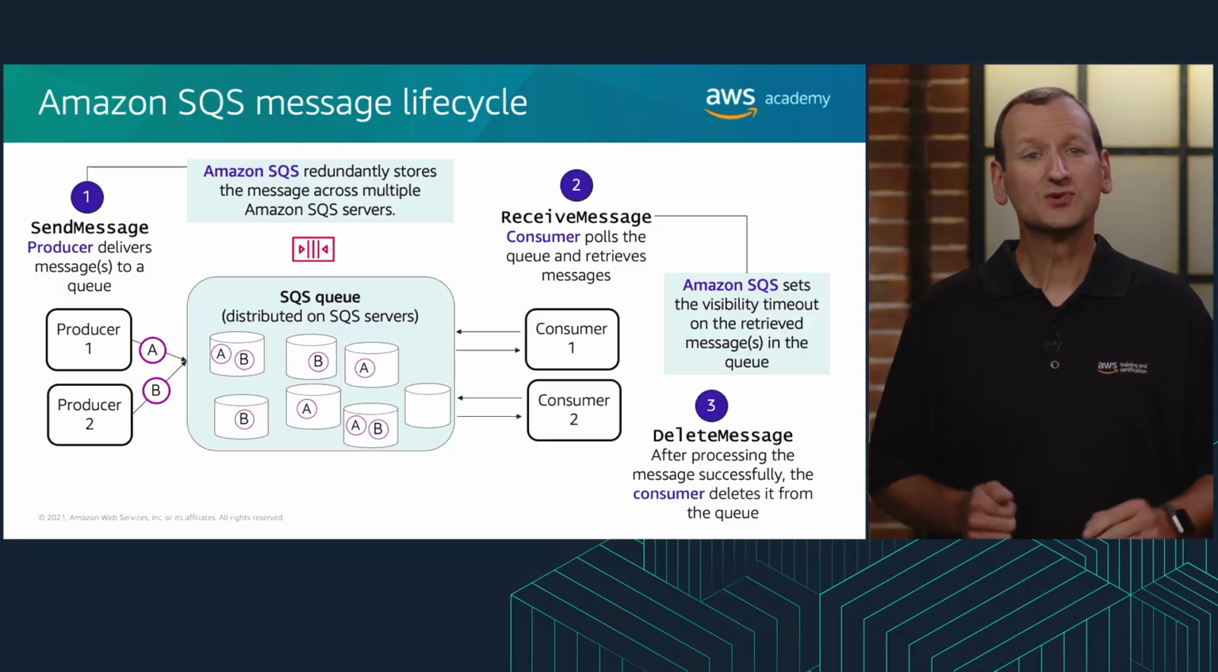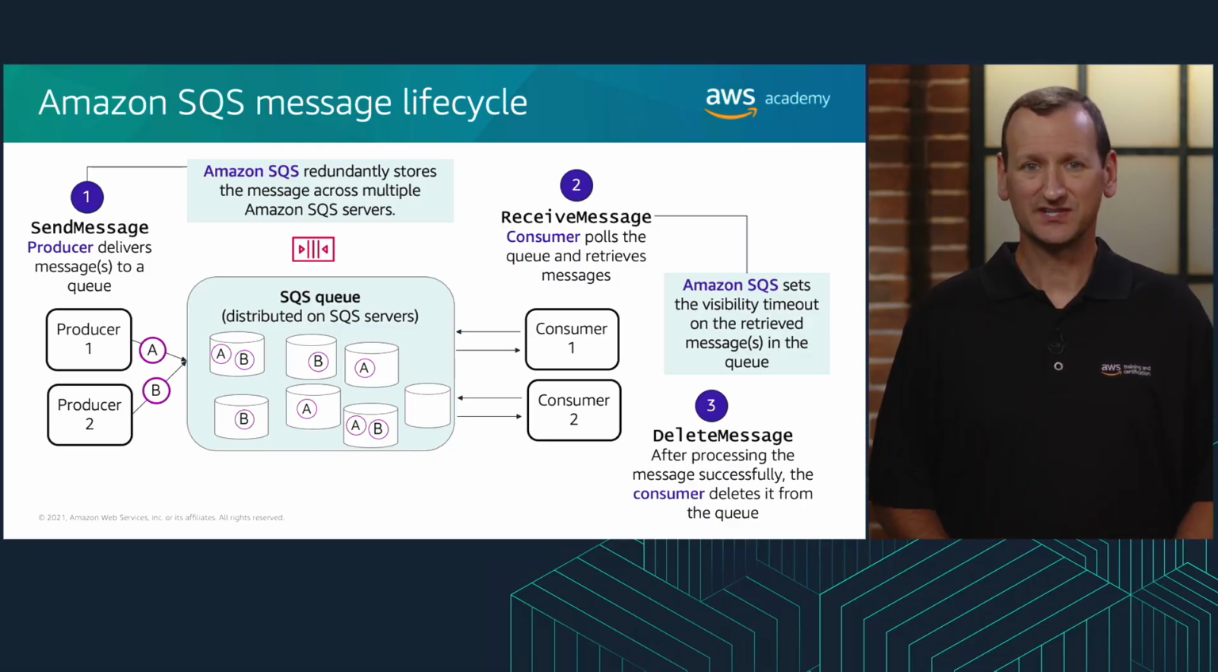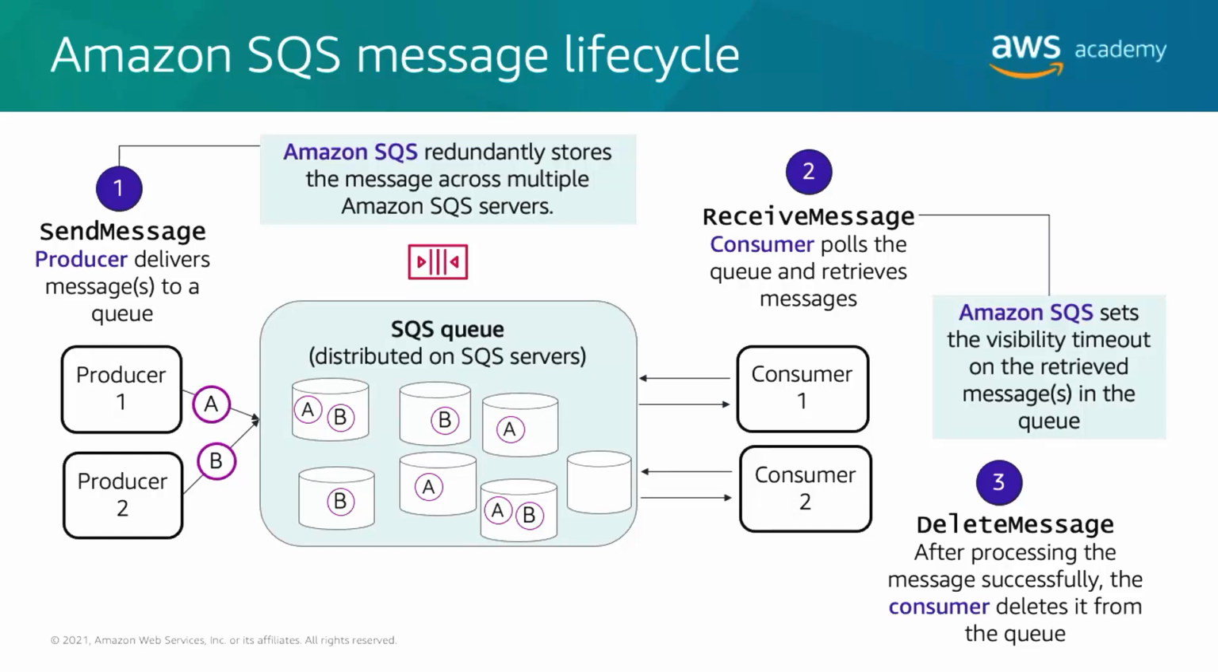First, a producer sends a message to the SQS queue. Amazon SQS redundantly stores the message across multiple Amazon SQS servers. Next, a consumer retrieves the message from the queue, and Amazon SQS starts the visibility timeout period. During the visibility timeout period, no other consumers can pick the message up from the queue.